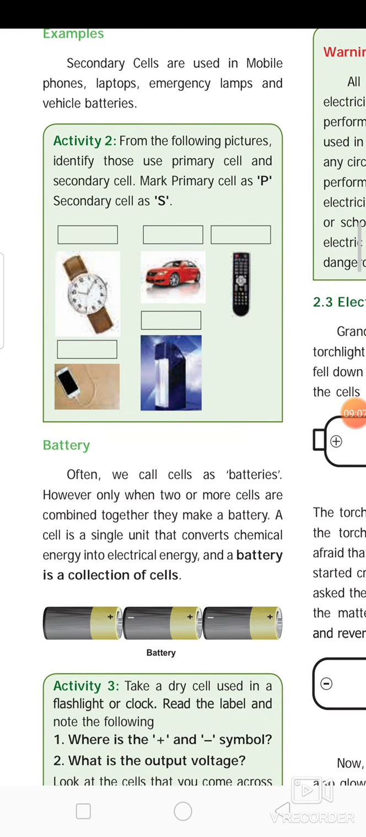Next we shall see about battery. Often we call cells batteries. However, only when 2 or more cells are combined together, they make a battery. A cell is a single unit that converts chemical energy into electrical energy, and a battery is a collection of cells. That is the difference. Simple difference, vocabulary change.